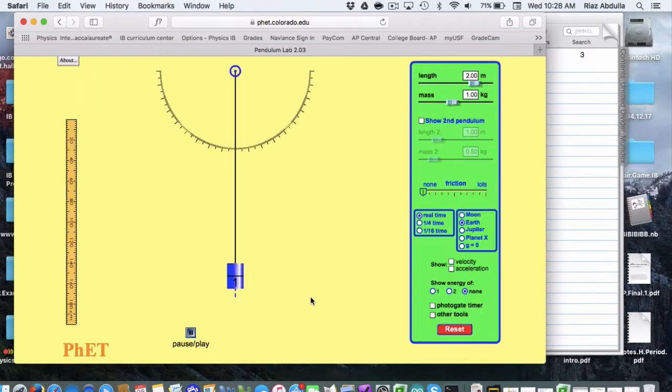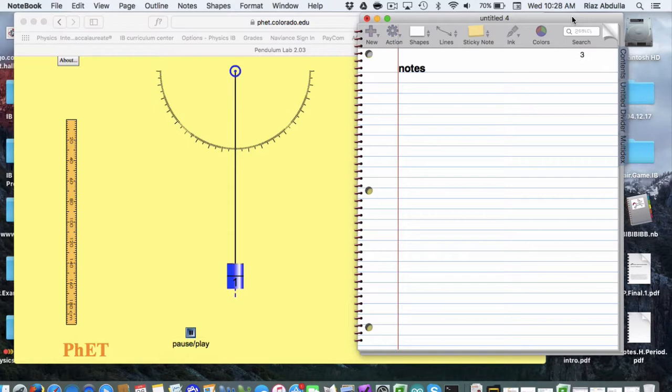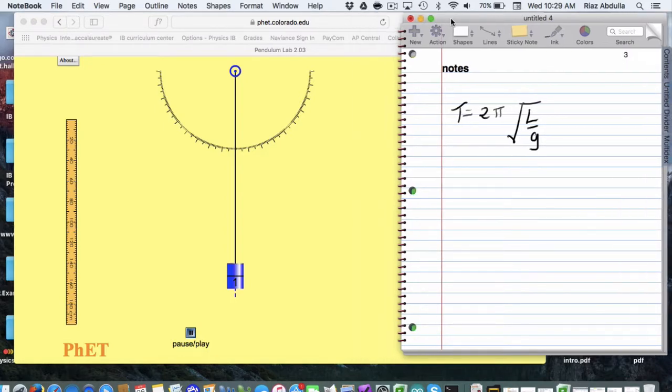So when you go into this PhET simulation, we're on Earth, for example, and one of the things we want to be able to do is use the time to figure out the acceleration due to gravity on a planet. Let me explain further. The period of a pendulum is given by 2 pi times the square root of L divided by g. L is the length of this whole rope here, and g is the acceleration due to gravity on that planet. So for example, for Earth, what we can do is the following.